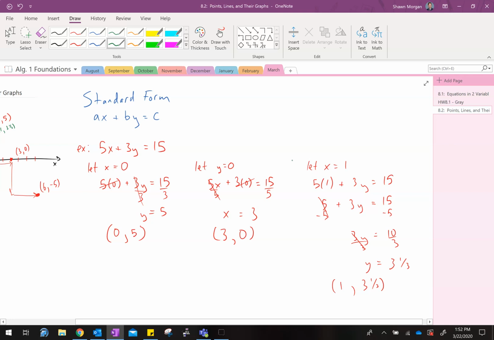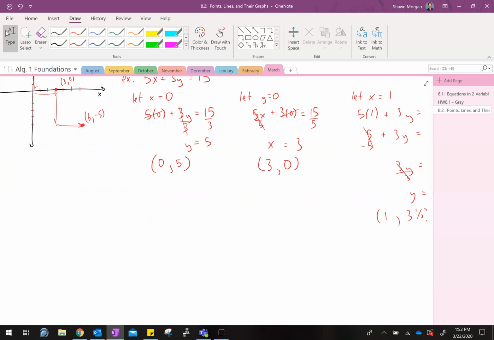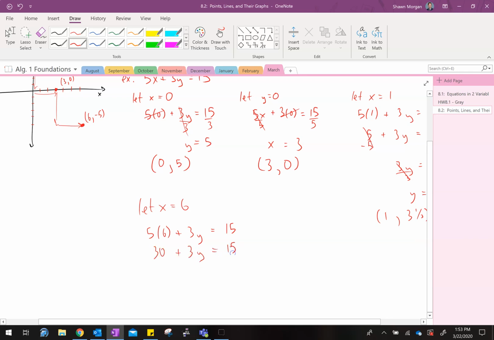In fact, if you pick up on the pattern as we mentioned, the next smart x value to choose would be x equals 6. So if I said let x equal 6, then plugging in 6 for x is going to make a much more easily graphable point. So 5 times 6 would be 30. So I've got 30 plus 3y equals 15. Just subtract 30 from both sides. Whatever I do on the left, I do on the right.